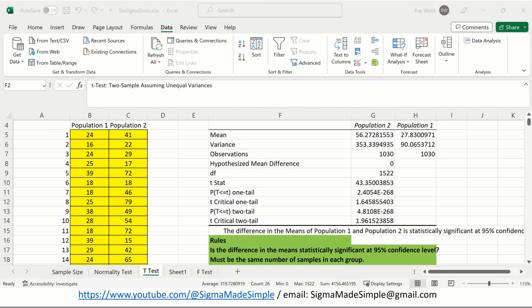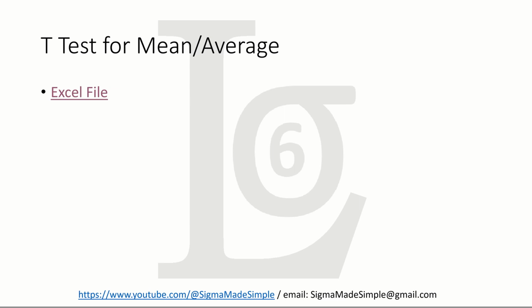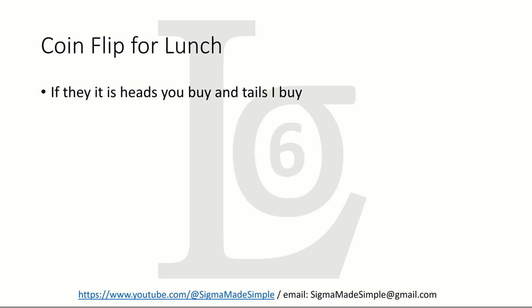Now I want you to think about something else for now. And you're probably wondering, why are we using a 95% confidence level? Well, that's the typical thing that we use in statistics.